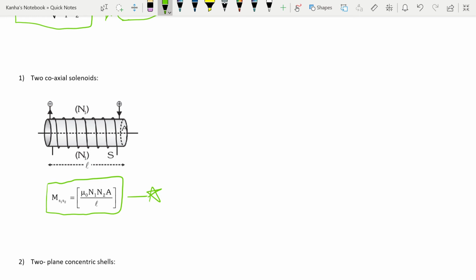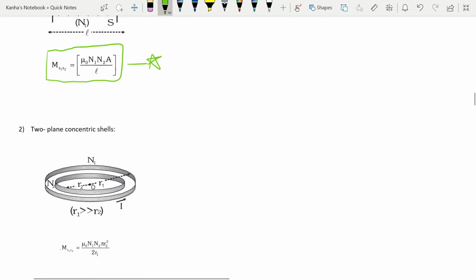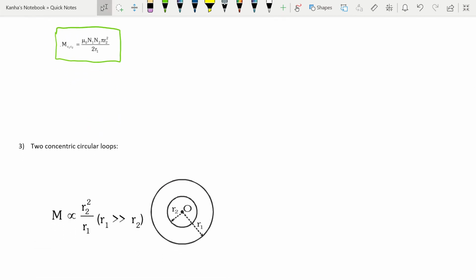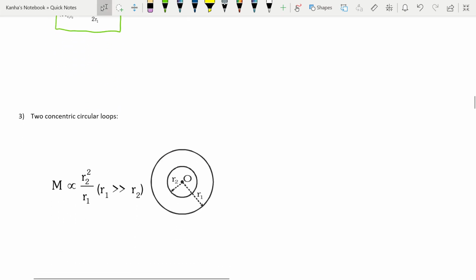Next, you should also note that if I take two plane concentric shells, my mutual inductance coefficient is given by mu naught N1 N2 pi r square divided by 2 R1, where R1 and R2 are the two radii, and N1 and N2 are the number of turns in both the concentric shells.